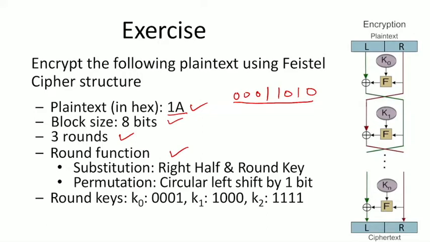So first we take the right half and perform the AND logic operation with the round key, and the output of that is going to be permuted. So we do a circular left shift by 1 bit on that, and that is going to be the output from here. Then again, that output is going to be XORed with the left half, and then you do the swapping. I've also provided the round keys here. Since we have 3 rounds, we have 3 round keys. So try to complete this exercise.